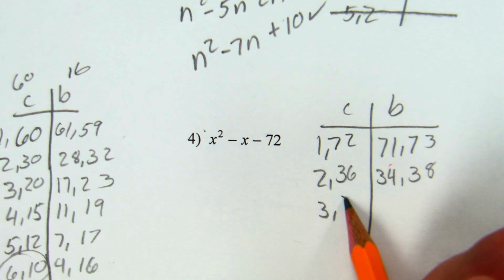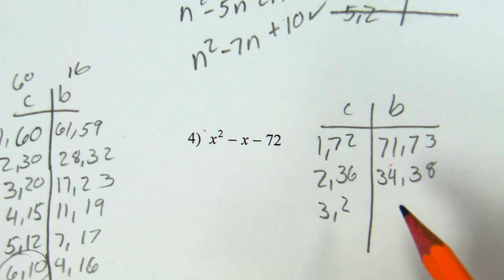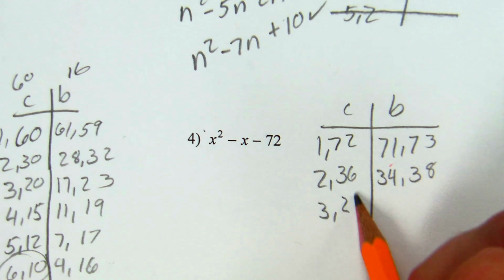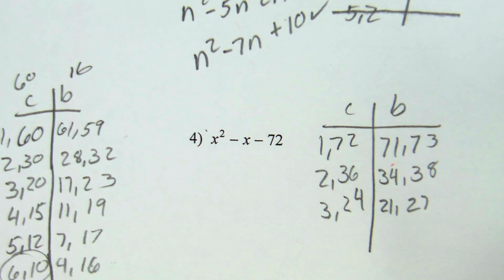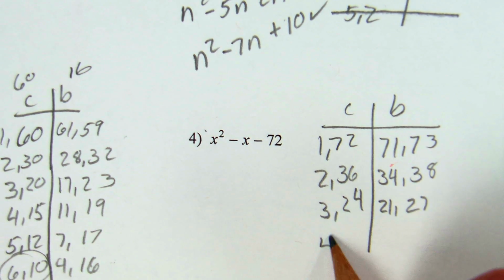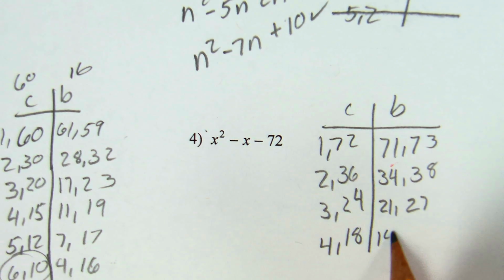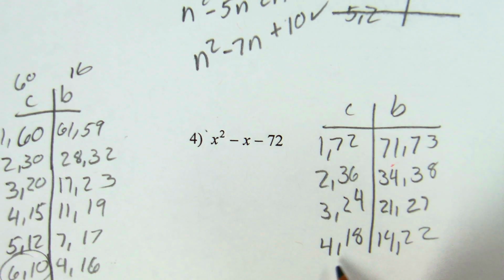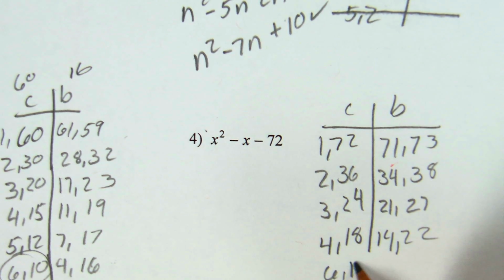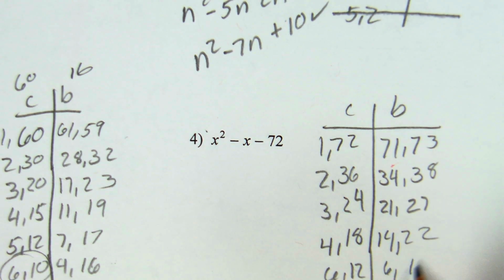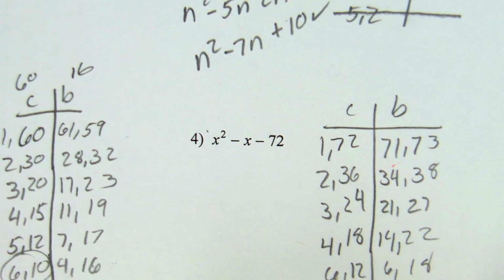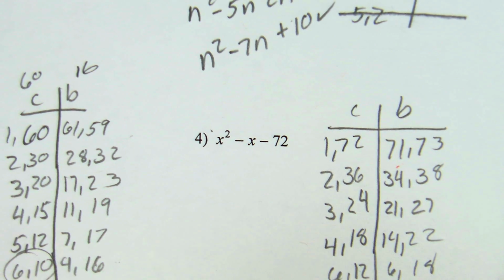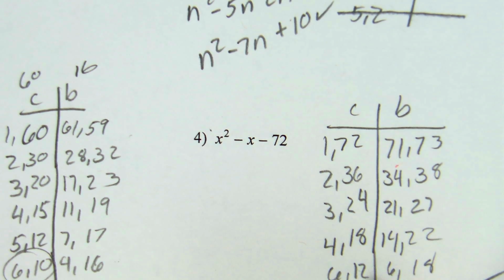3 and what is that going to be? 24. Sorry, I'm tired. So use a calculator if you have to. 4 and 18 would be 14 and 22. 5 doesn't work. 6 and 12. That's going to make either a 6 or an 18. 7 doesn't work. 8 and 9 would form either a 1 or a 17, and 9 and 8. So there you've repeated. So there's your one you're after, the 8 and the 9.